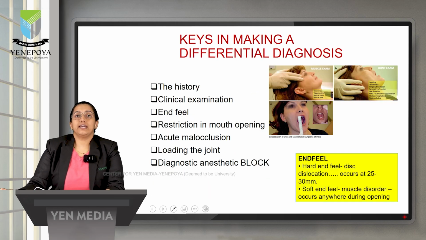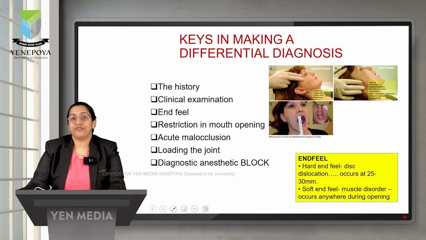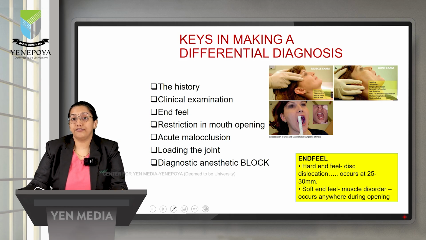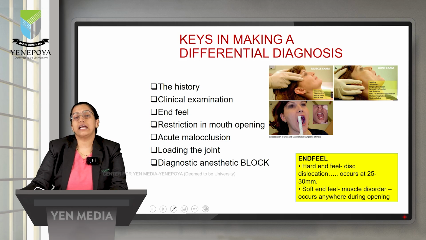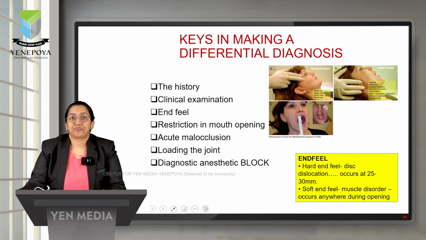What are the keys in making a differential diagnosis? Firstly, the history, then clinical examination. We have to check for the end feel. Now, there is a hard end feel and a soft end feel. Hard end feel is when the patient opens the mouth to around 25 to 30 mm and dislocation gives a hard end feel, whereas a muscle disorder gives you a soft end feel and it occurs at any time during opening.